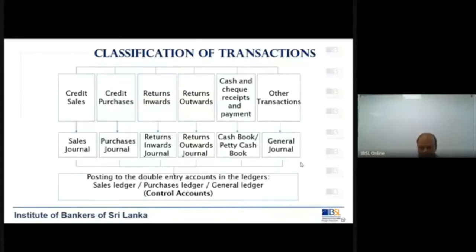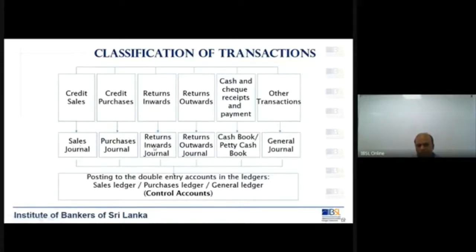And in the second line, I have shown where all these types of transaction will get recorded. So here we have the 7 day books, or rather 6 or 7 day books, where 2 books are included in this. So what are the day books? Credit sales will go into the sales journal or the sales day book. Credit purchase will go to the purchases journal. Return inwards goes into the return inwards journal. Return outwards into the return outwards journal. Cash and check related transactions go into the cash book or the petty cash book. And all other transactions go into the general ledger.